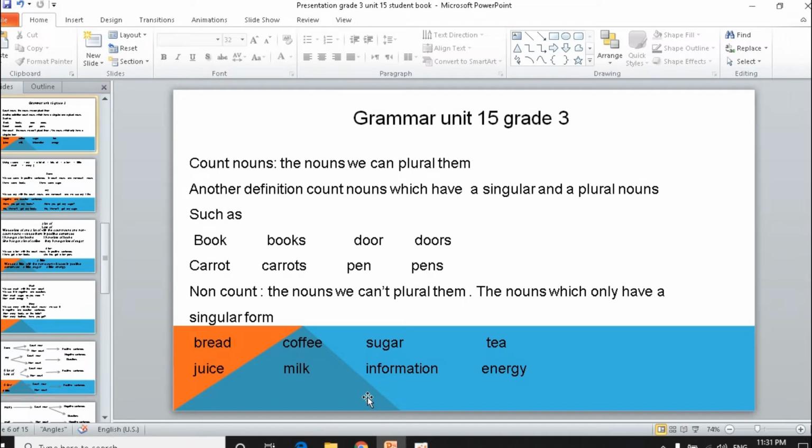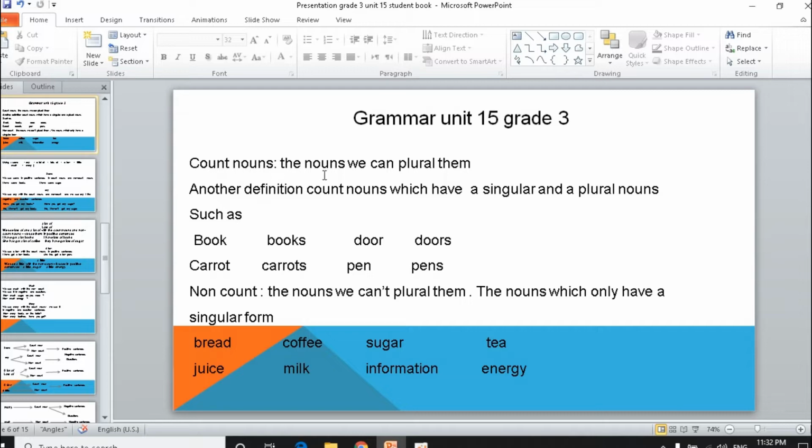We talk about Unit 15, Grade 3, the grammar. The grammar today is about count nouns and non-count nouns.